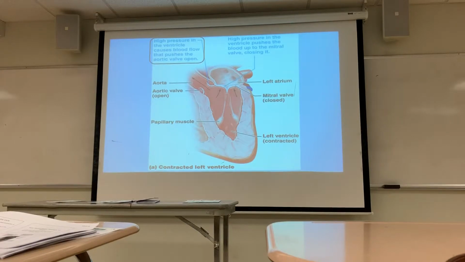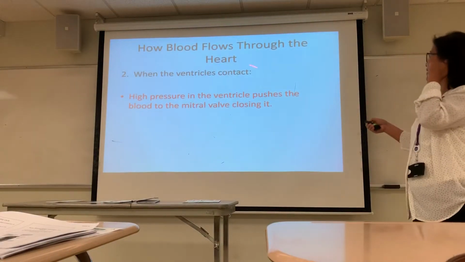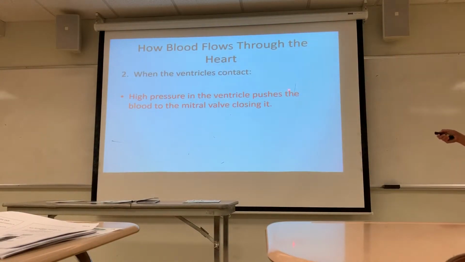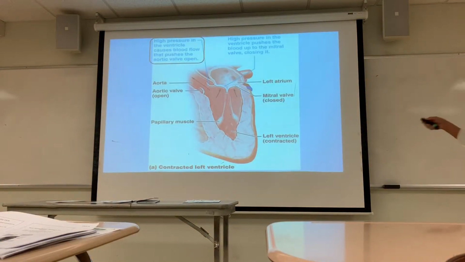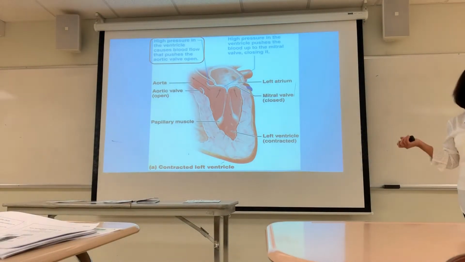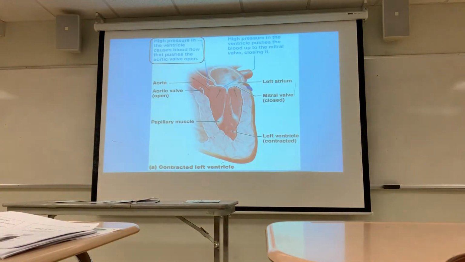You understand, right? Okay, so when the ventricles contract, the high pressure in the ventricle pushes the blood against the mitral valve and closes it. So when it is closed, the mitral valve is closed. Why is it so? Why is blood only going to the aorta? Because there's no backflow, right? Okay, good. Okay, next.